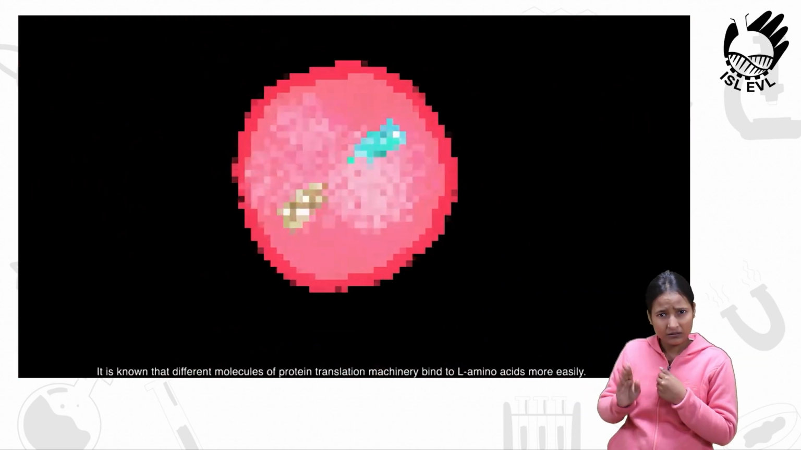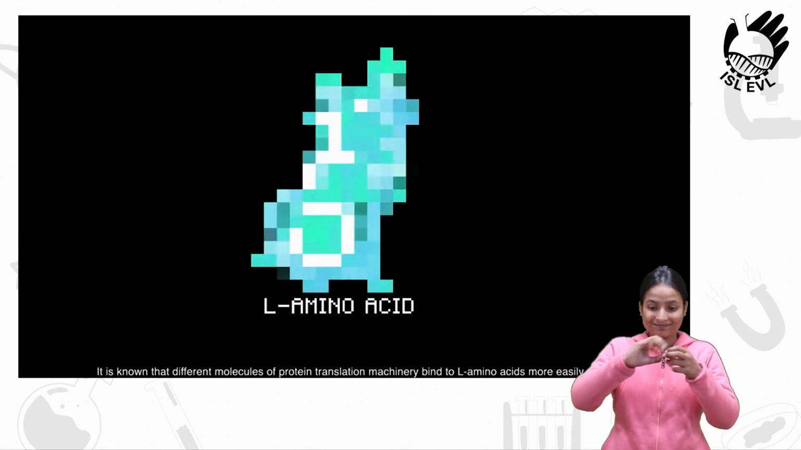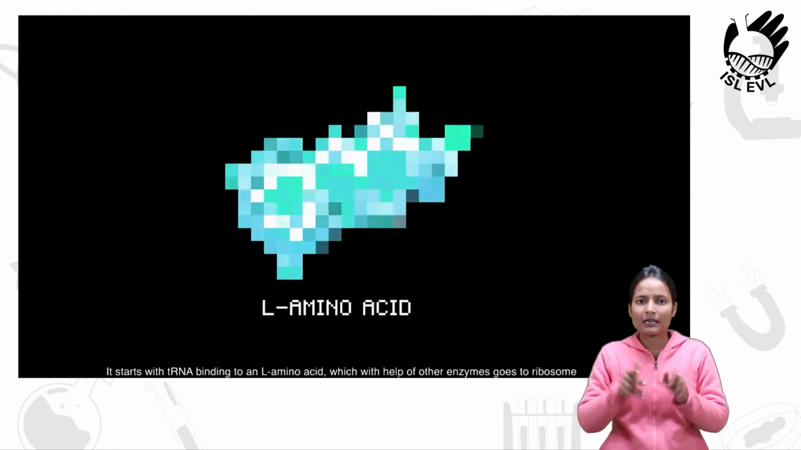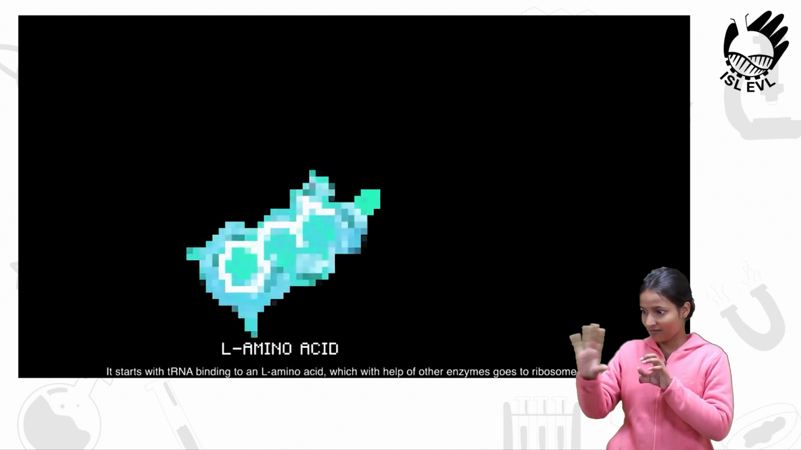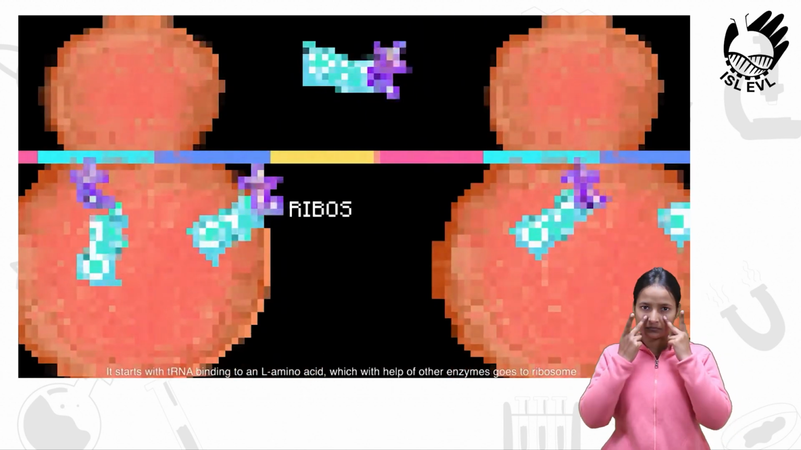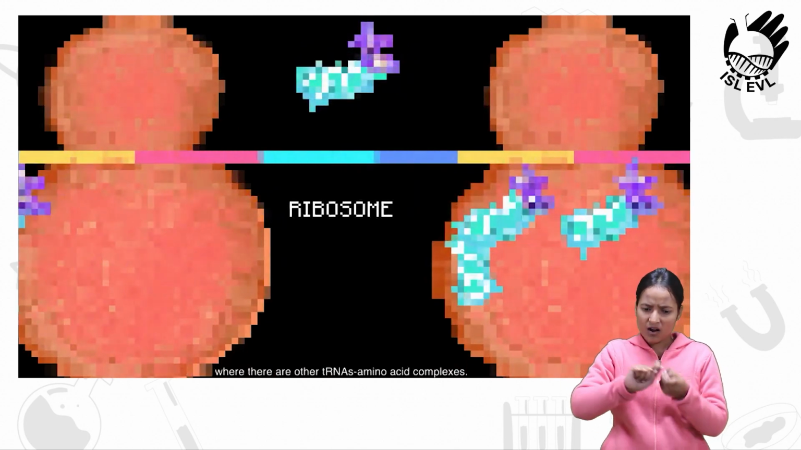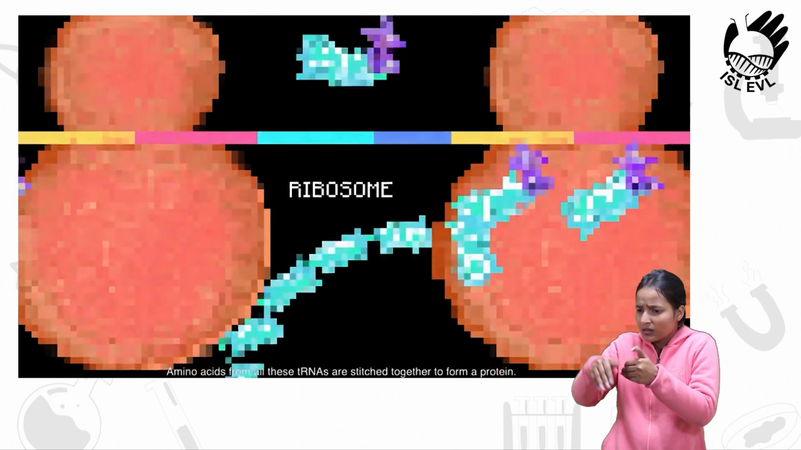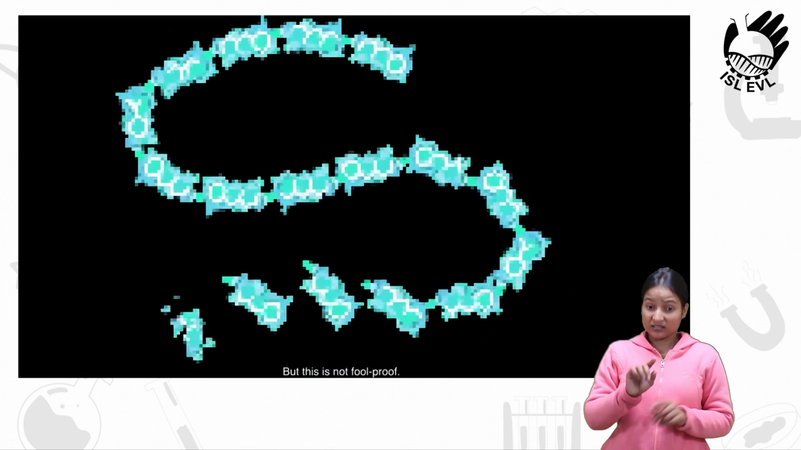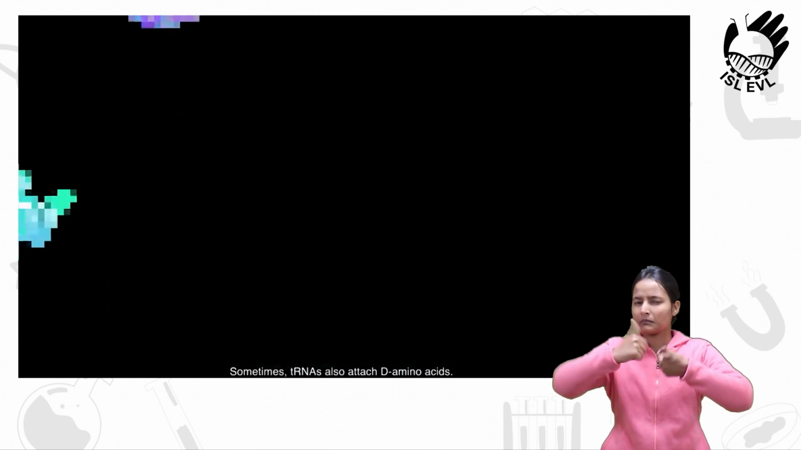It is known that different molecules of protein translation machinery bind to L amino acids more easily. It starts with tRNA binding to an L amino acid, which with help of other enzymes goes to the ribosome, where there are other tRNA-amino acid complexes together to form a protein. But this is not foolproof. Sometimes tRNAs also attach D amino acids.